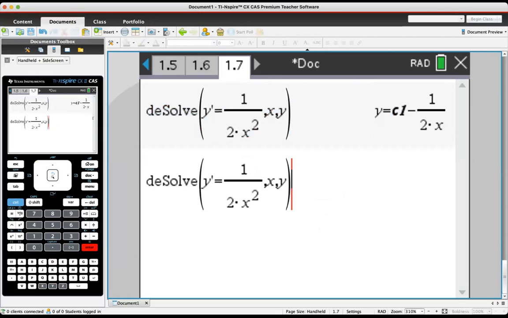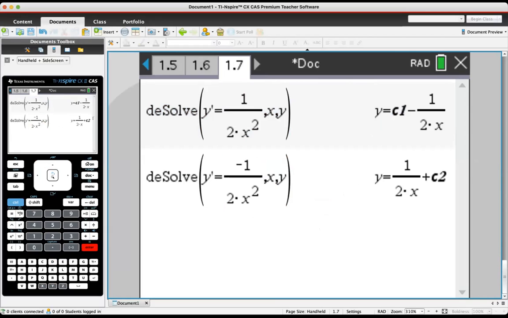Alternatively, you could get positive, I suppose, because you can put this y dash as negative 1 over 2x squared. So it could be 1 over 2x plus another integration constant c. Therefore, I believe there's only one option available, minus 1 over 2x, with a c value chosen to be 0, okay? Option D.